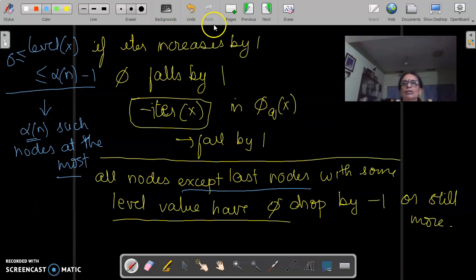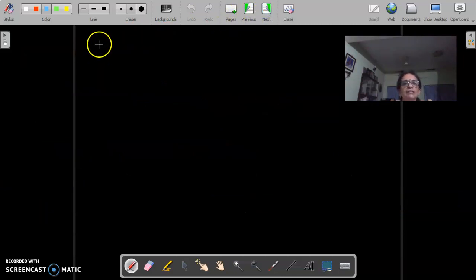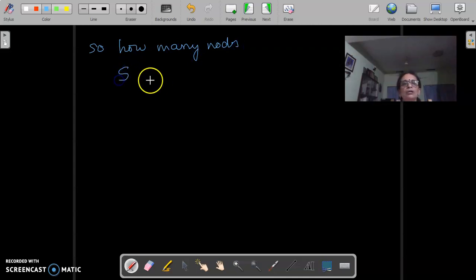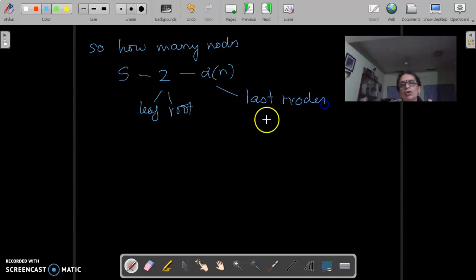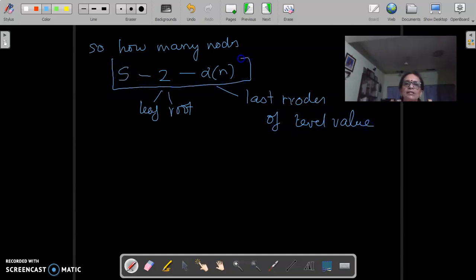So here we come back to a count of how many nodes have a change in potential. How many nodes? There were S in all. Then we subtracted 2 because of leaf and root if they are there. Then we again subtract alpha n because they are the last nodes of level value. Okay, so that is the reason behind this. All of them are going to have at least a -1 drop.